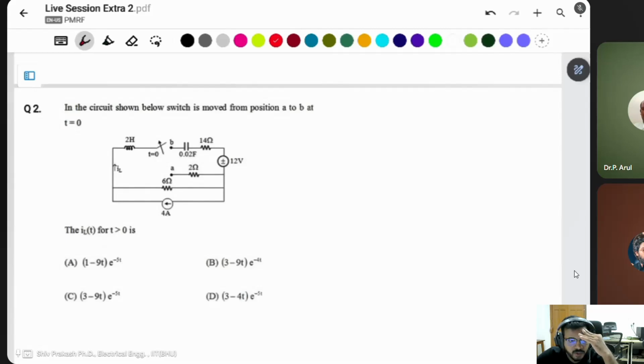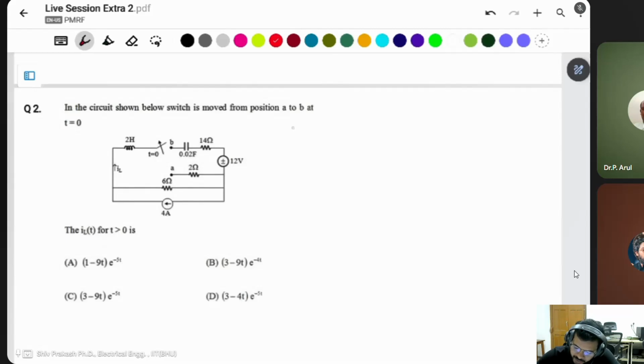But here there is a switching, which means there will be two circuits: one before t equals 0 and one after t equals 0. In that case, first of all you have to find the initial values of the elements. After finding the initial values, you make the proper circuit in the Laplace domain. Then you can solve in Laplace to find the final answer.